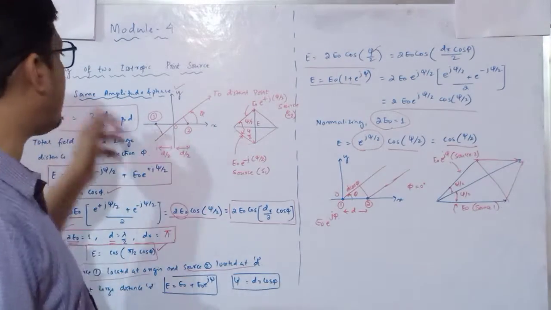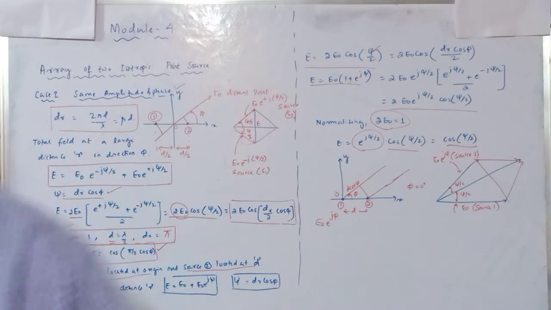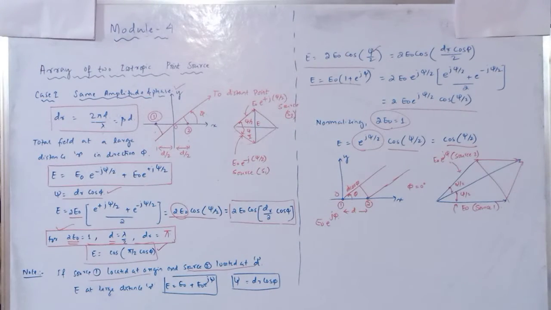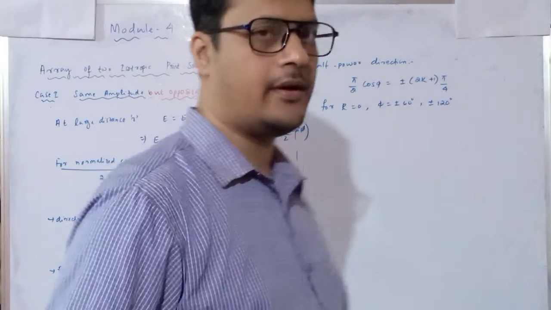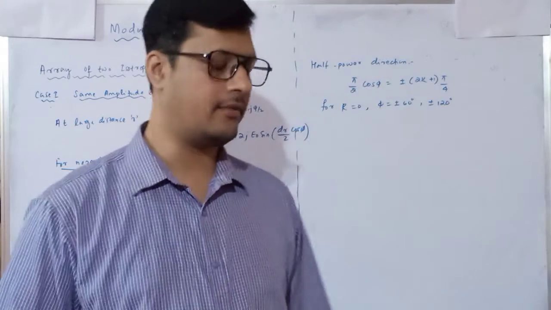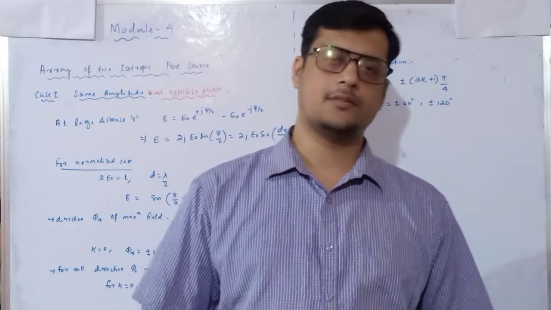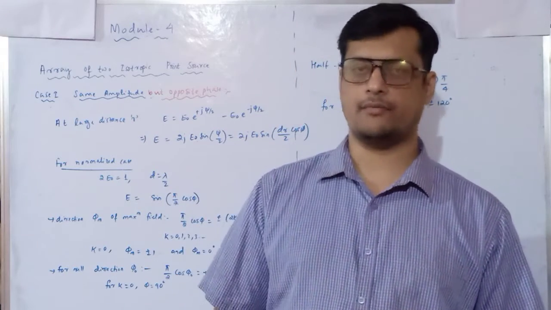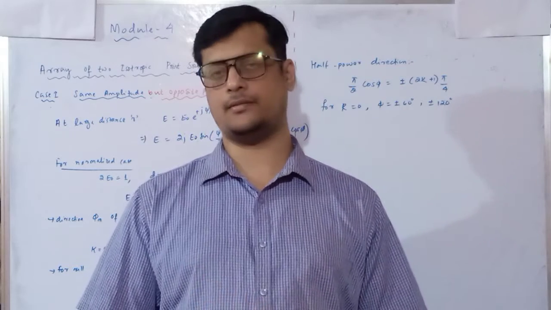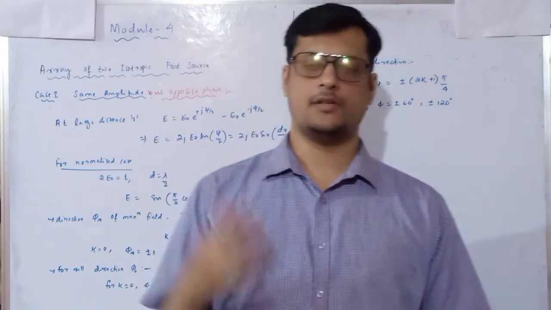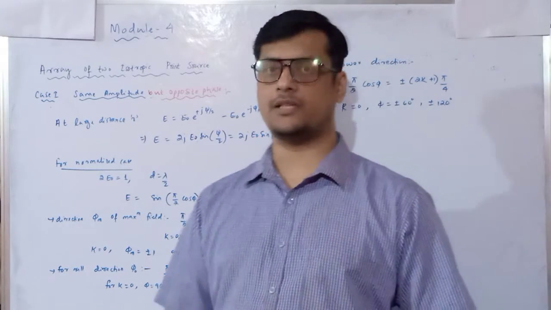Next we will discuss same amplitude but out of phase. This is the last point which we are going to discuss, and then we'll wind up. In the next class we will discuss different types of antennas, the short dipole antenna and the Hertzian dipole antenna, and their radiation intensity, fields, field patterns and power patterns. So let me discuss the last point, which is same amplitude but opposite in phase.